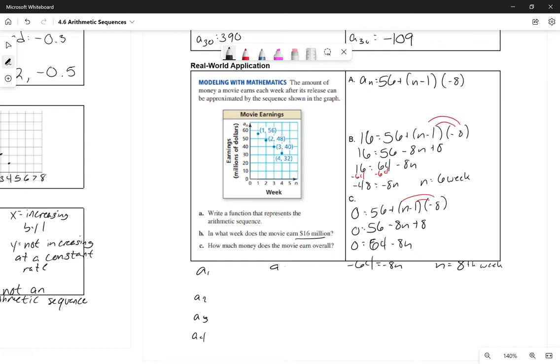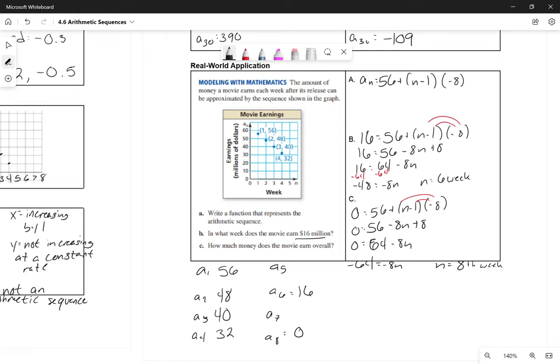And luckily for us, there is a pattern and we have most of this information. So we know in the 8th week, it'll earn $0. In the first week, it earns 56. Our second week, it earns 48 million. Our third week, it earns 40. Our fourth week, it earns 32. And we've already calculated our 6th week in part B, which is 16.